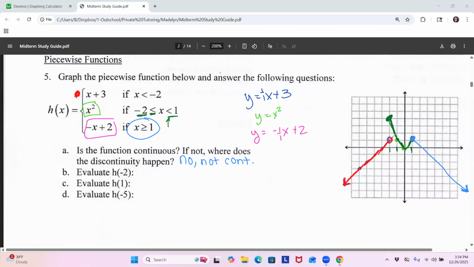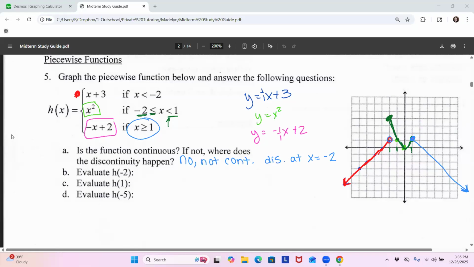Where does the discontinuity happen? Right here at this open dot, and then we would jump to that closed dot. So that's at x equals -2. So we have a discontinuity at x is -2. Now, again, this one was an open dot, but it got filled in. So that one's okay.